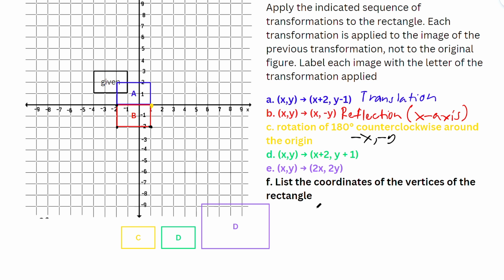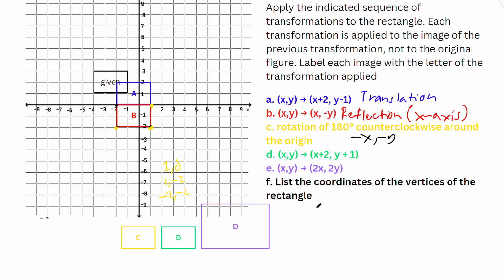That's gonna be, I will just put here below, 1 comma 0, right? That's 1 comma 0, this point here. How about this point here? This is 1 comma negative 2. How about this point here? That's gonna be negative 2 comma negative 2.